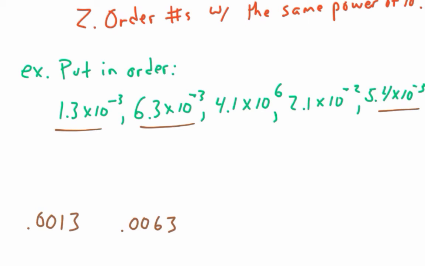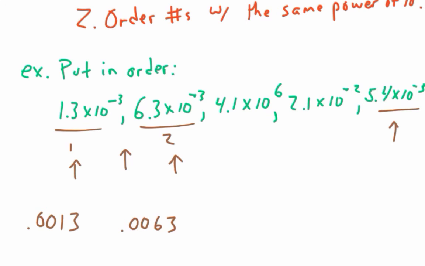Which one is smaller? The 1.3 is smaller, right? It's closer to 0. So we know that so far this one's in first place, this one's in second. Now how about this guy over here? Is this one in the middle of those two, or is it going to be left, right? Middle. Do you agree the 5.4 times 10 to the negative 3 would fit right in between, because the 5.4 is between the 1.3 and the 6.3?